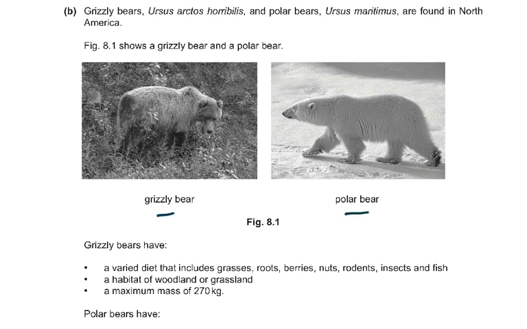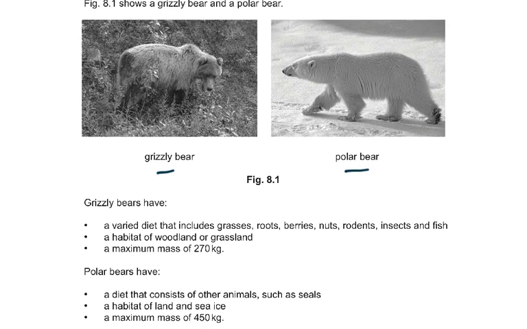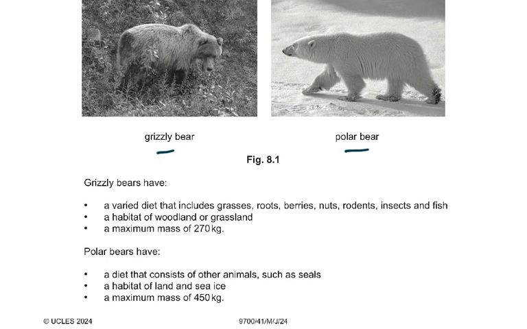Grizzly bears have a varied diet that includes grasses, roots, berries, nuts, rodents, insects, and fish. A habitat of woodland or grassland, a maximum mass of 270 kilograms. Polar bears have a diet that consists of other animals such as seals. So this has got only animal, and these have got berries and roots and nuts as well. A habitat of land and sea ice, and a maximum mass of 450 kg. Wow, interesting.